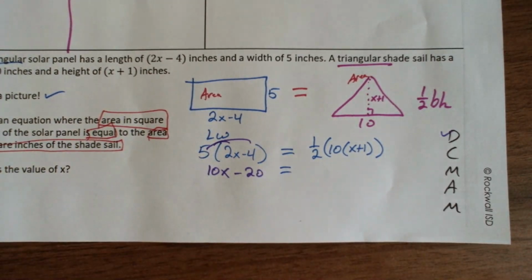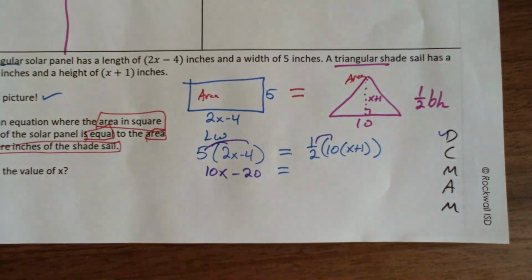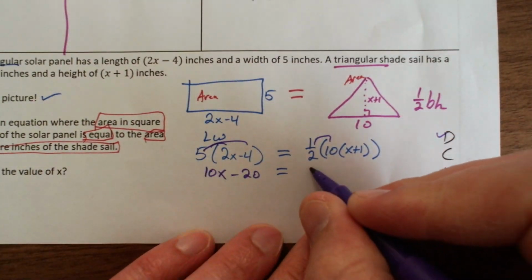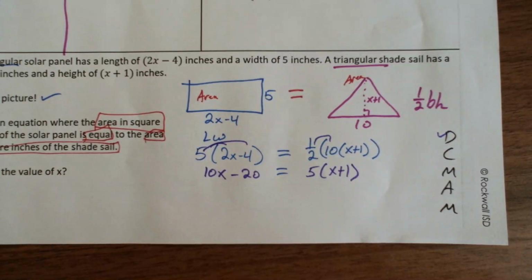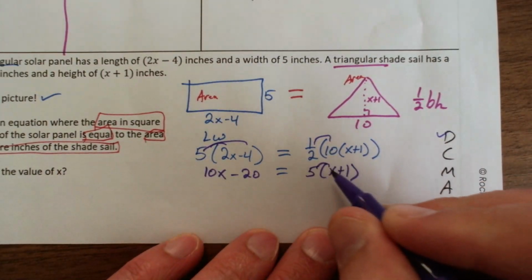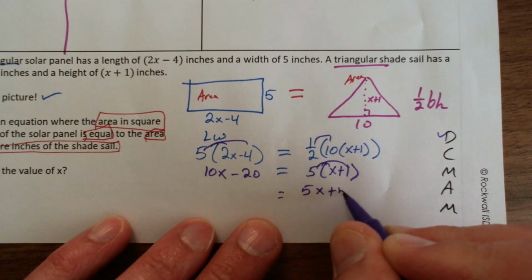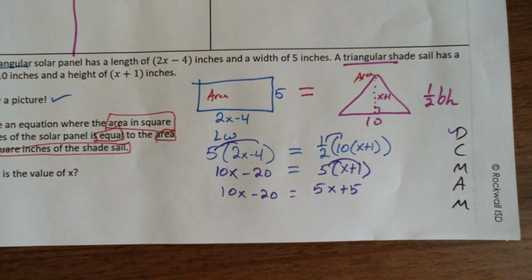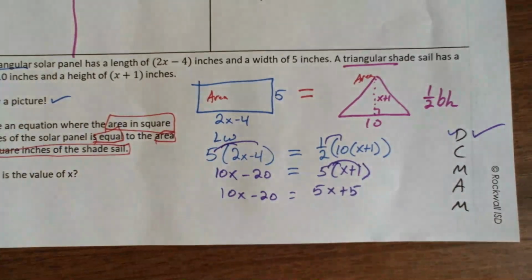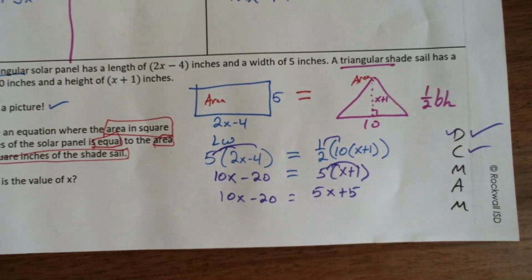Equals. I'm going to distribute. 1/2 of 10. Half of 10 is 5. Parenthesis x plus 1. Oh my gosh, I have to distribute again. 5x times 1. This is 5x plus 5. This is 10x minus 20. Okay. Distributing. Check. Done. Combine like terms. There is nothing I can combine that's alike over here, so check that.